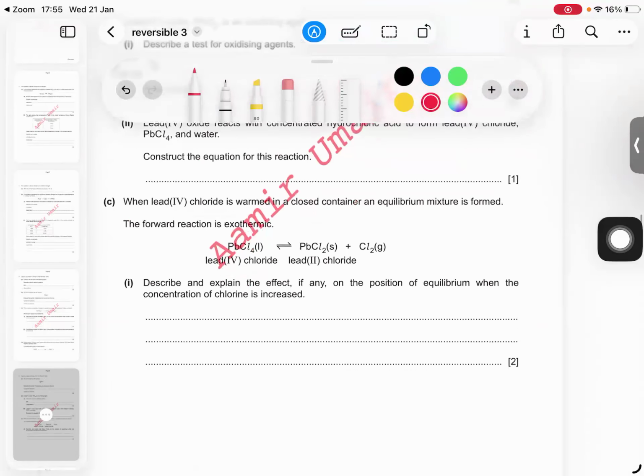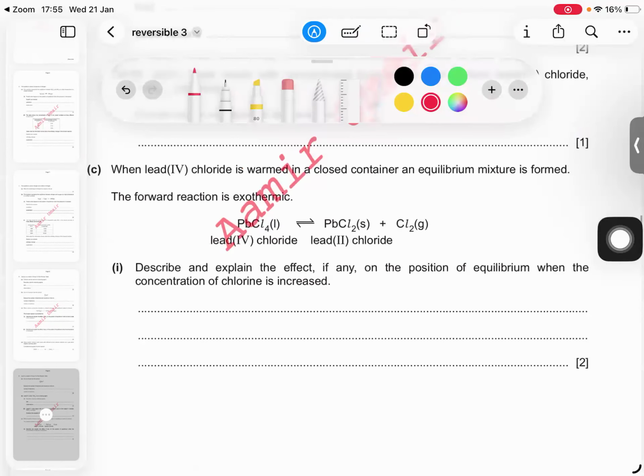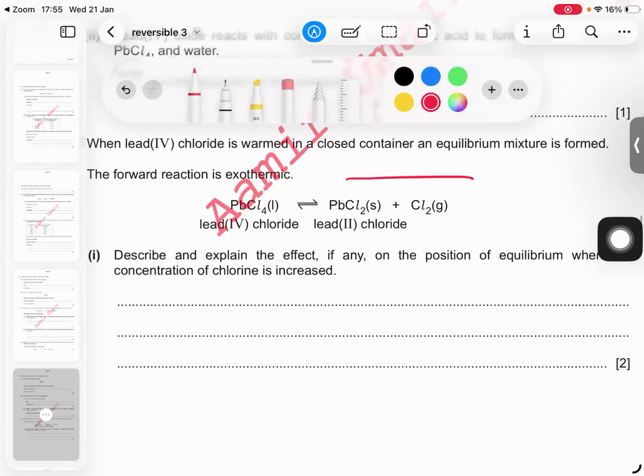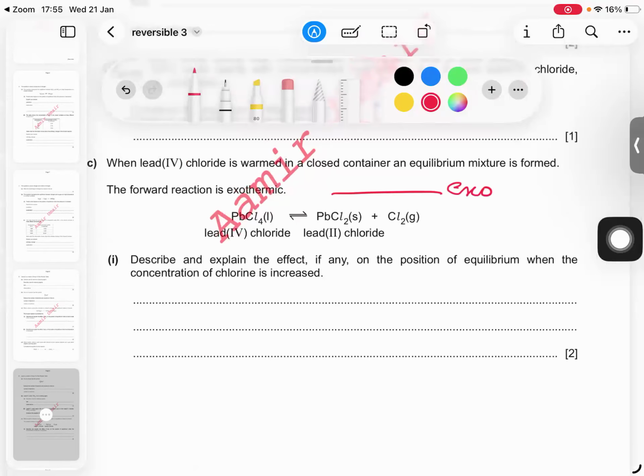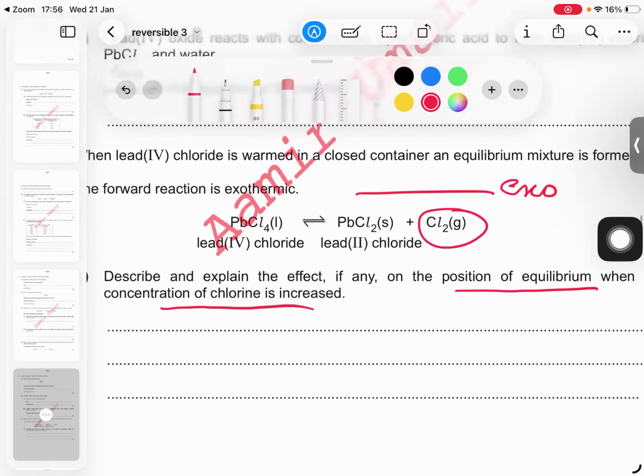Here it is. When lead chloride is warmed in a closed container, an equilibrium mixture is formed. The forward reaction is exothermic. Describe and explain the effect, if any, on the position of equilibrium when the concentration of chlorine is increased. What happens if the concentration of chlorine is increased? The equilibrium will shift to the left-hand side.